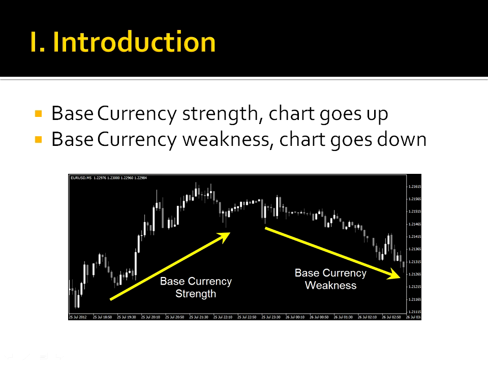As we look at a chart, we'll notice the chart goes up and goes down. The base currency, which is the first currency in the pair, as it gains strength compared to the second currency, as the base currency gets stronger, the chart will go up. And as the base currency weakens, the chart will go down. The weaker the base currency is in relation to the quote currency, the chart will fall.